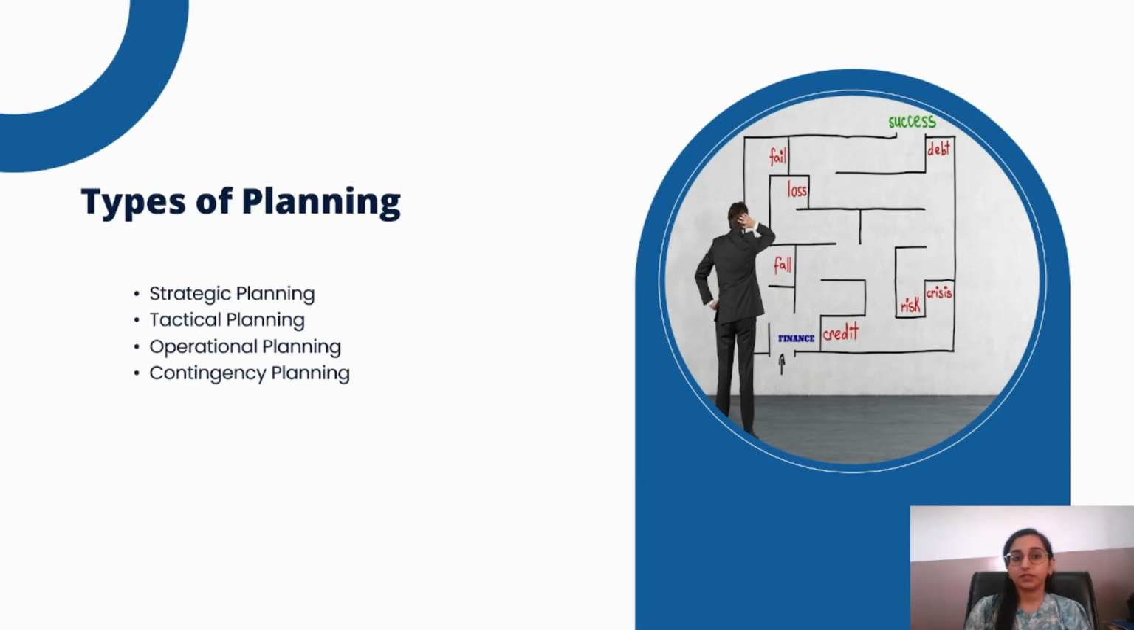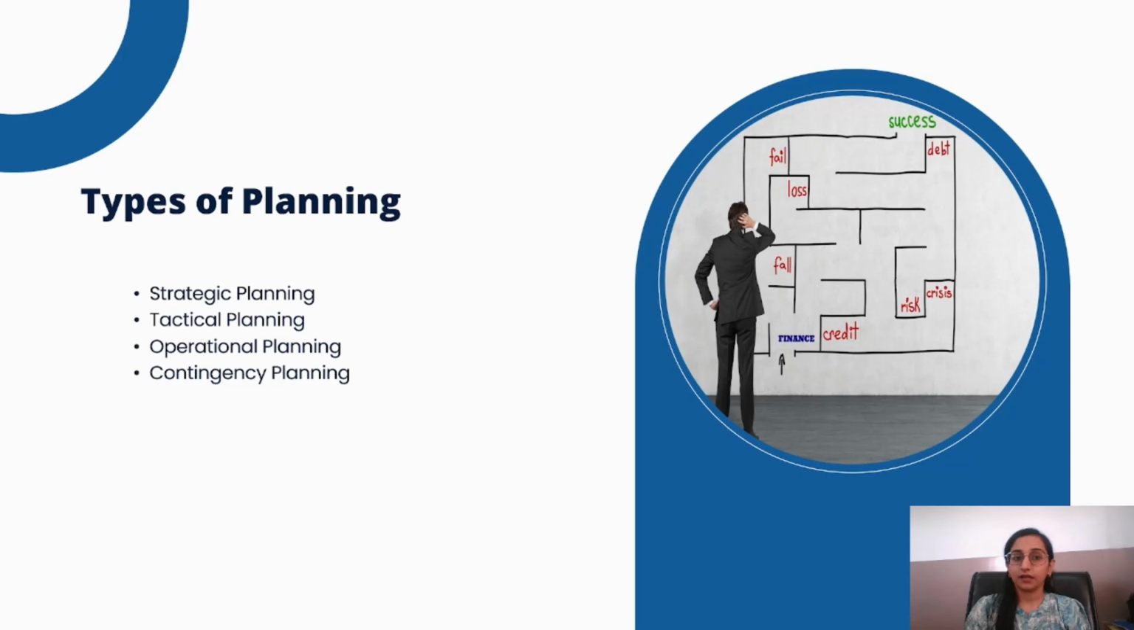So, what is the process of tactical planning? The process of this planning typically involves several key steps. So the first step is review of strategic plan. The process begins with a thorough review of the organization's strategic plan to ensure that the tactical plans align with the long-term vision and goals.